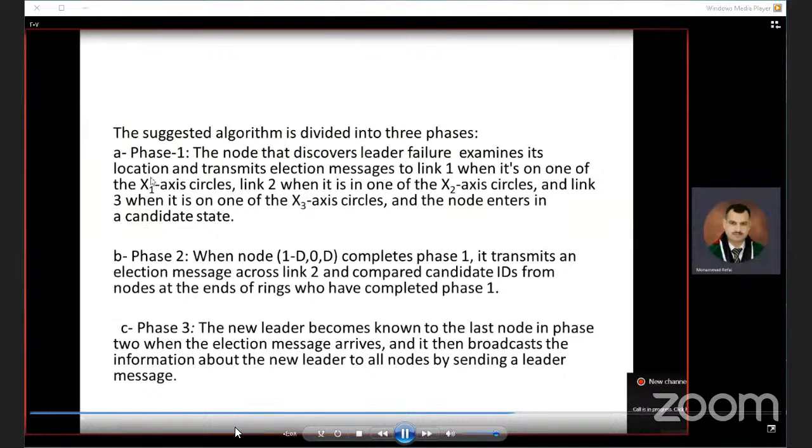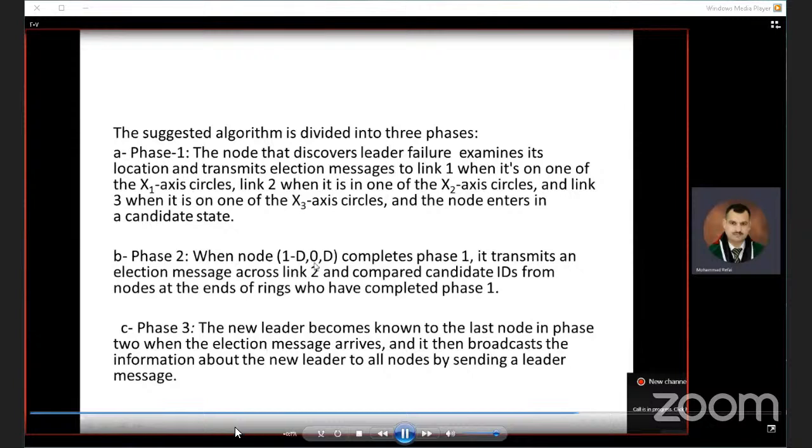The suggested algorithm is divided into 3 phases. Phase 1: the node that discovers leader failure examines its location and transmits election messages to link 1 when it's on one of the x1 axis circle, link 2 when it's in the x2 axis circle, and link 3 when on the x3 axis circle, and the node enters a candidate state. This phase is explained in detail inside the paper.